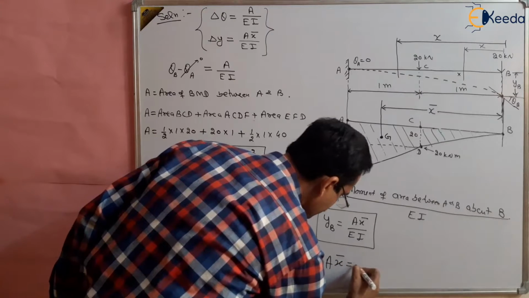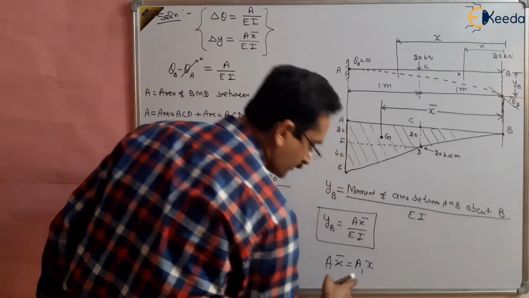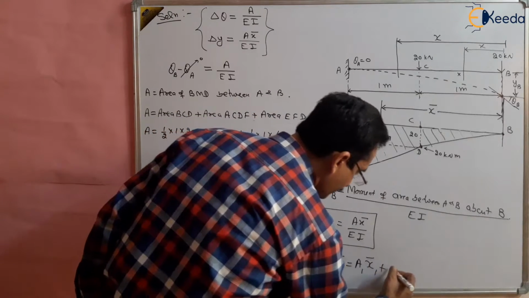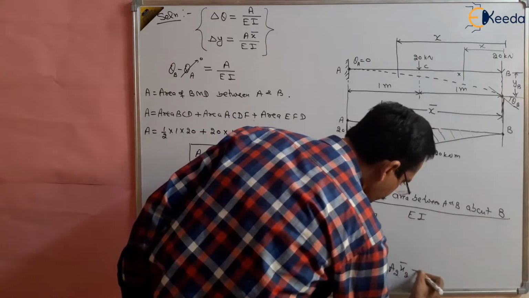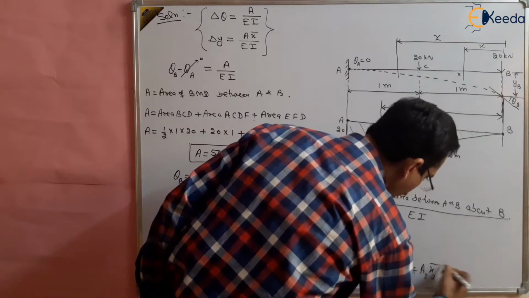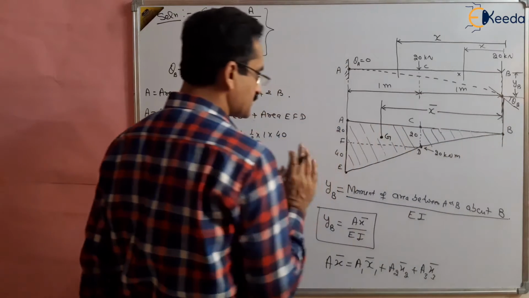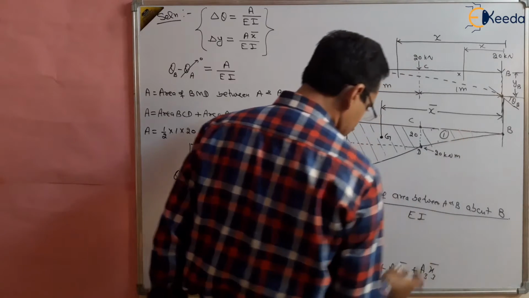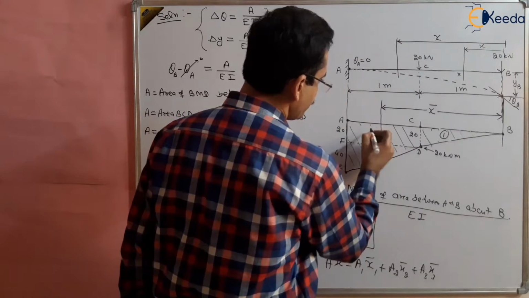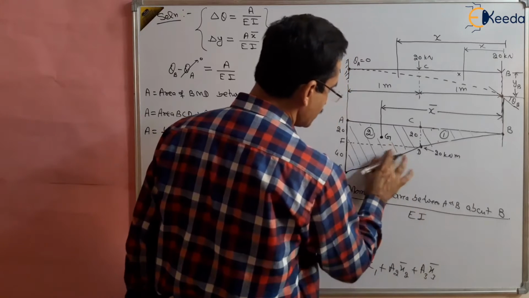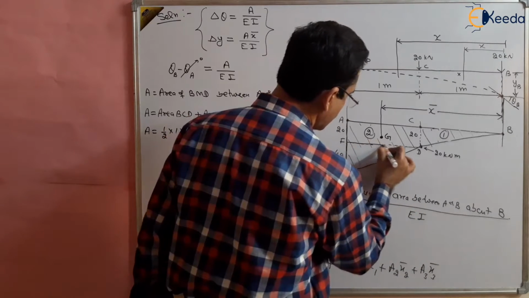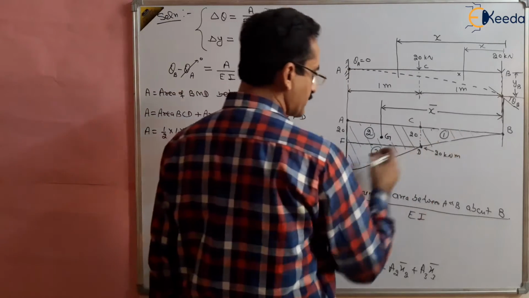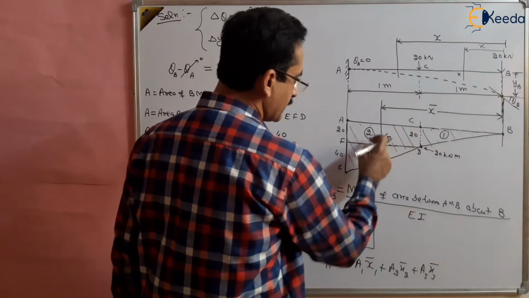So what is A X bar? By the area moment diagram, it is a1 x1 bar plus a2 x2 bar plus a3 x3 bar. How did we get it? We have divided this area into three parts. This is our first part, this is the second, and this is the third part. So we have three simple areas: one is a rectangle and two are triangles, right? One area, second area, third area.